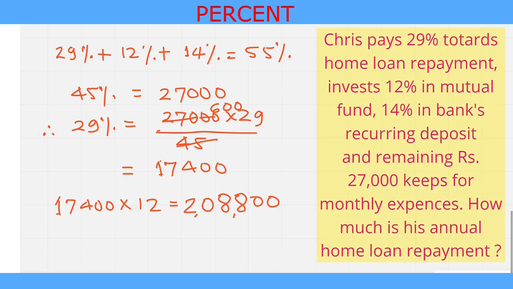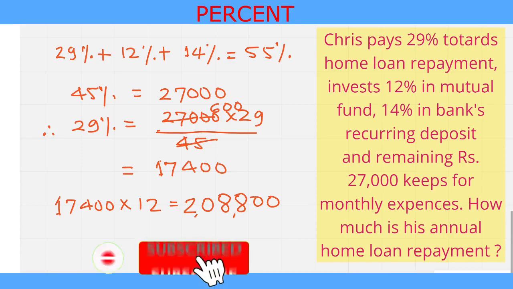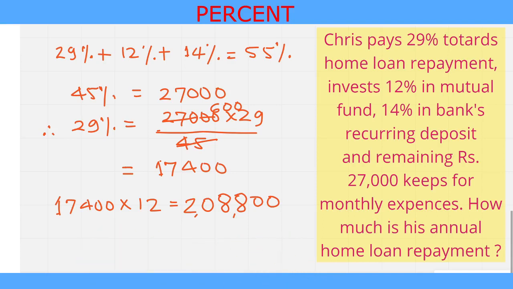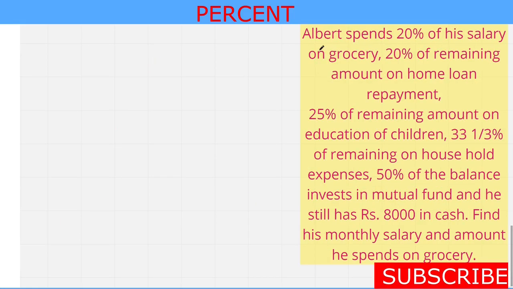So this will be the repayment of home loan by Krish for 1 year, or it is the annual repayment of home loan. This way we have to solve such type of questions. These are easy questions and we can easily calculate. Even without going to his total salary, we can directly calculate 29%, which is his home loan repayment. We go to the question.